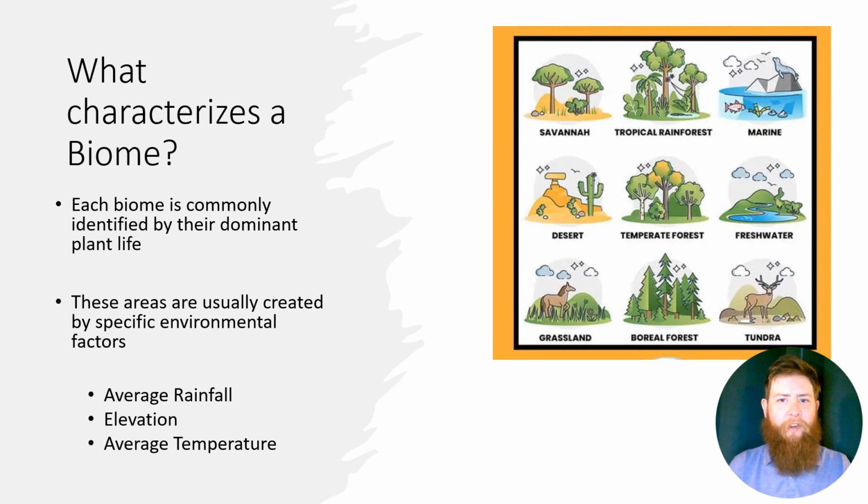So what characterizes a biome? Biomes are commonly identified by their dominant plant life. Whatever plant life is most commonly seen in the area is usually what we're going to look at first. But what creates biomes are abiotic factors, and these are things like average rainfall, elevation, and average temperature. Latitude also plays a really big role here, so it could definitely be something that you add to that list.